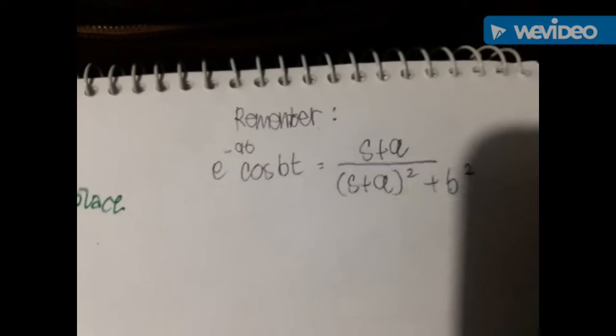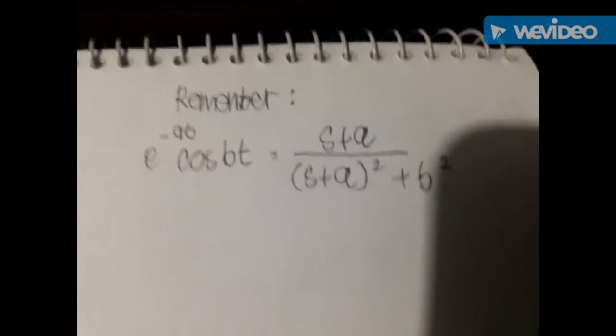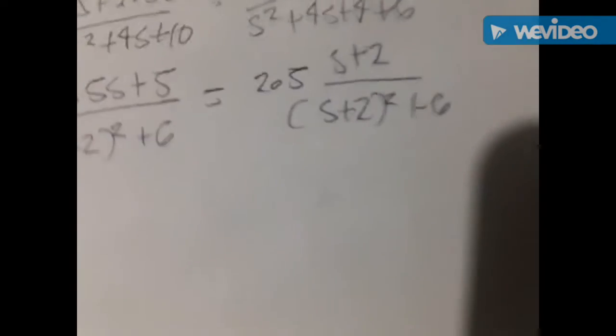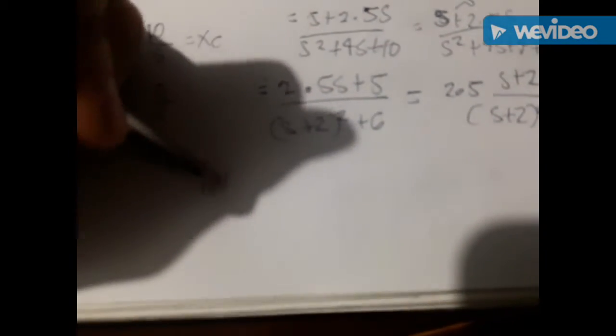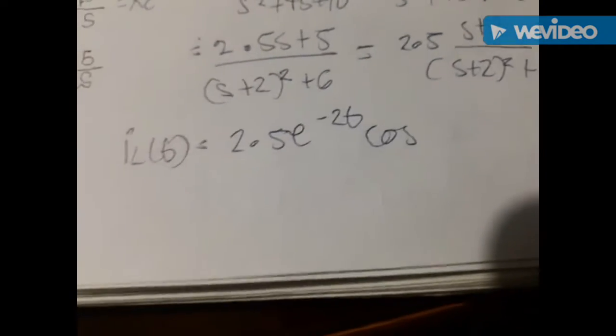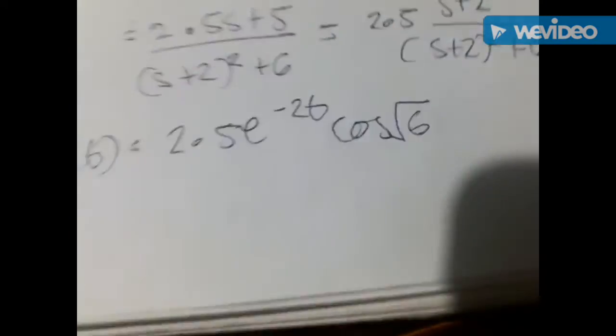Remember that e to the negative at cos bt is equal to s plus a over (s plus a) squared plus b squared. We have a clearly same function here. So now our job is just to get the inverse transform of the inductor current, which results in IL(t) equal to 2.5 e raised to negative 2t, since this is our a, times cosine. Remember this 6 must be squared, so on the reverse process we will square.